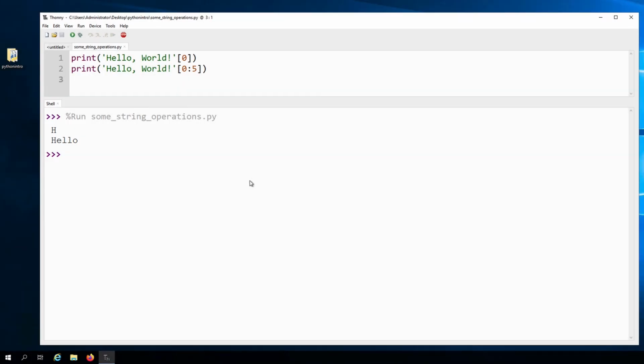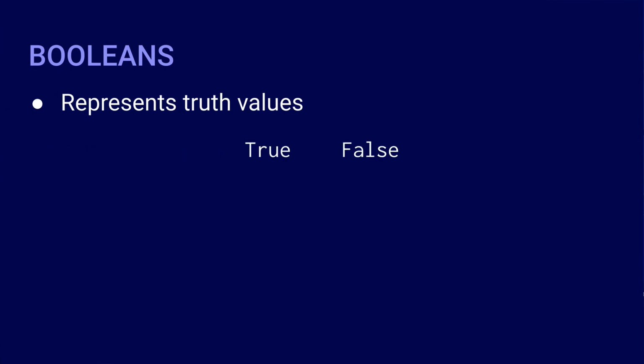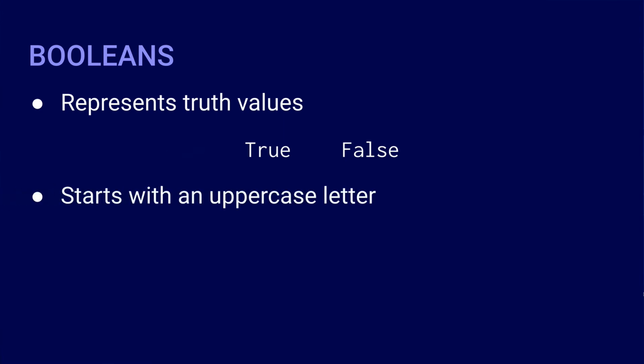We'll talk more about indexing and slicing in a future lesson. And finally, we have the Boolean data type. Booleans are used to represent truth values, for which there are only two. There is true and there is false. These are the only two values under the Boolean data type. In Python, you would type them as True with an uppercase T and False with an uppercase F. They are case sensitive and you do not put quotation marks around them because they are not strings.